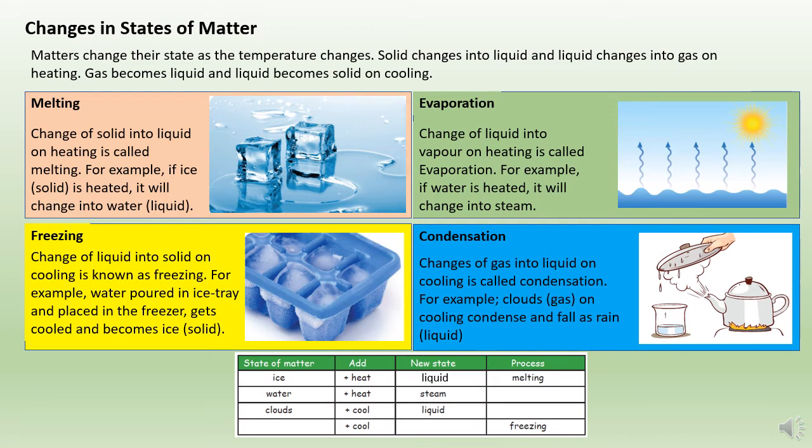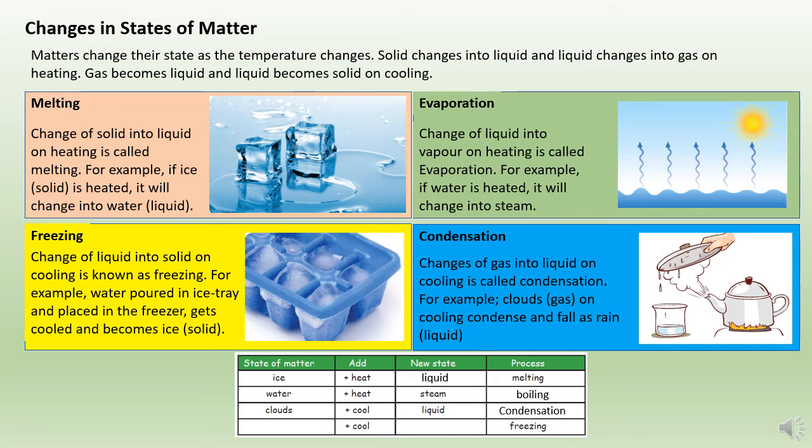Next we have water, and when we heat the water, we get a new state, which is steam, and the process is boiling. The third one is clouds. When the clouds get cooled down, the new state of liquid forms. That means it changes into rain, and rain is liquid state, and the process is called condensation.